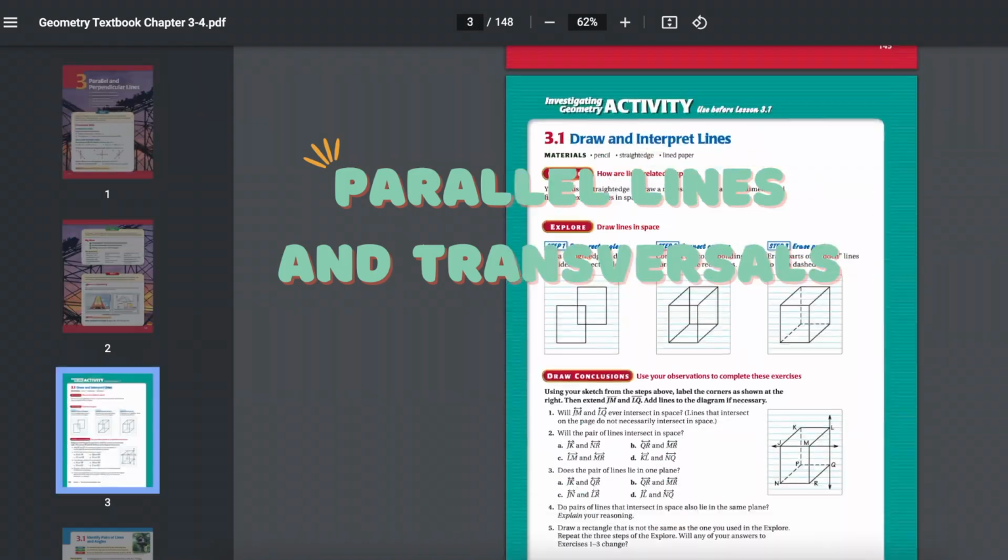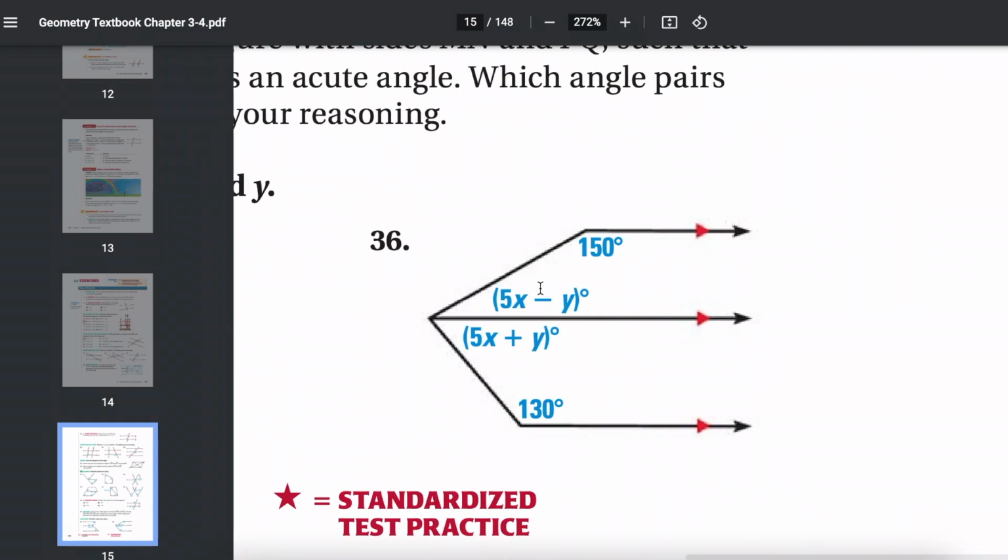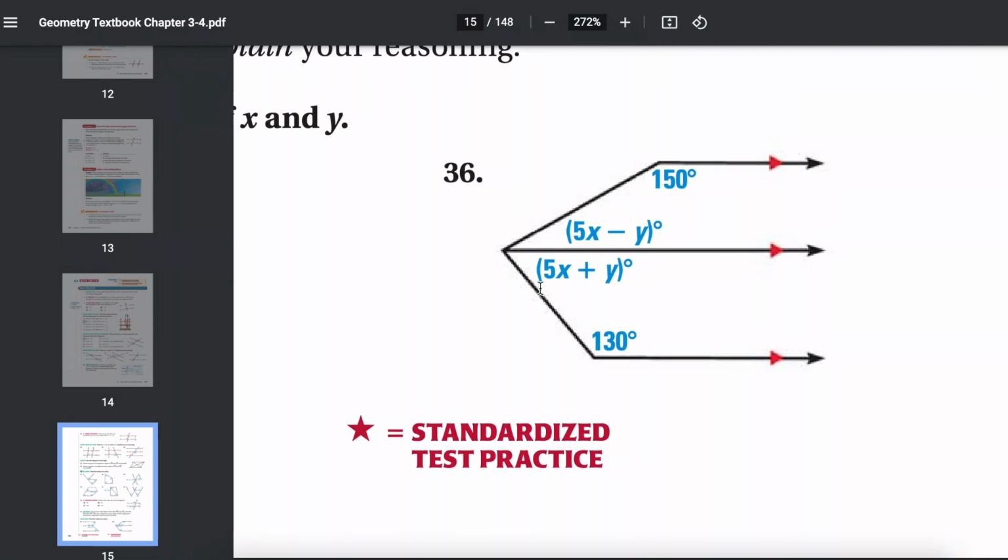Here's a challenge problem on parallel lines and transversals in geometry. We're going to do number 36. Let's try and solve it.